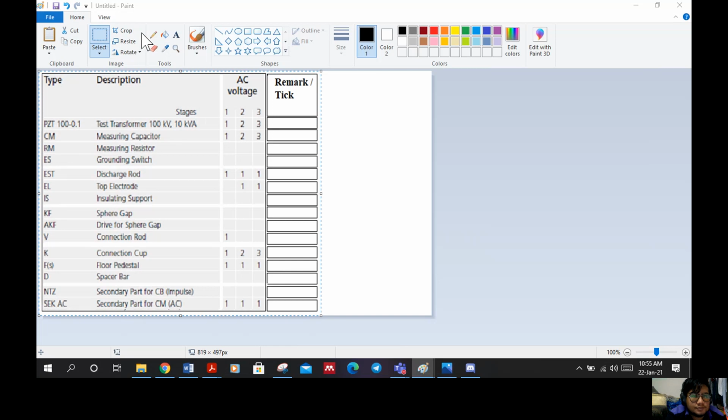Okay, we have the test transformers, measuring capacitor, grounding switch, discharge electrode, top electrode, sphere gap, connection rod, connection cup, floor pedestal, and secondary part for the CM. Okay, this one.